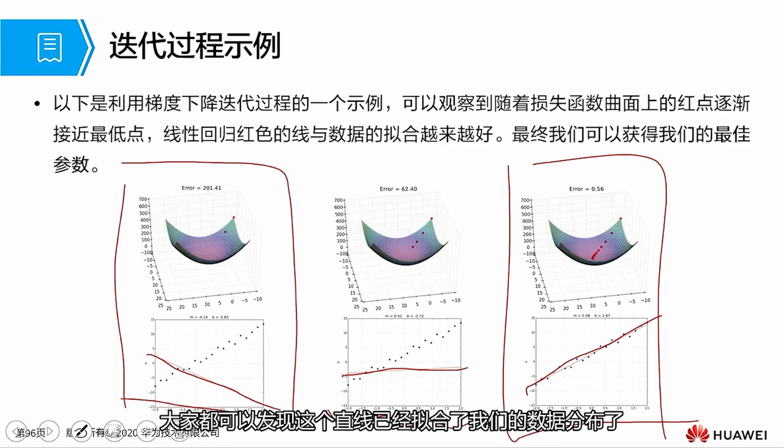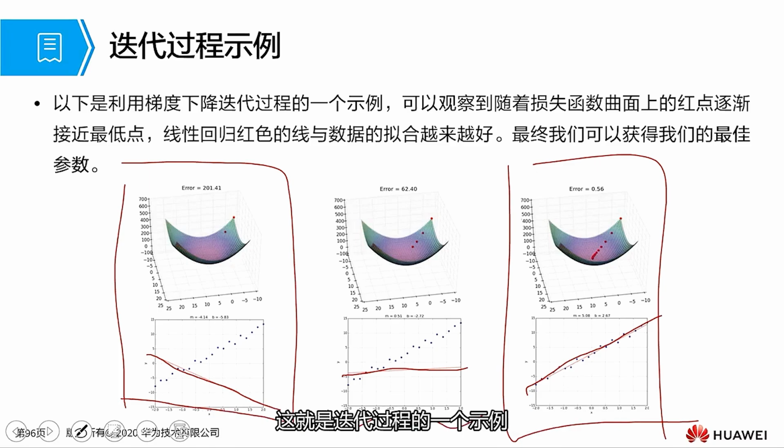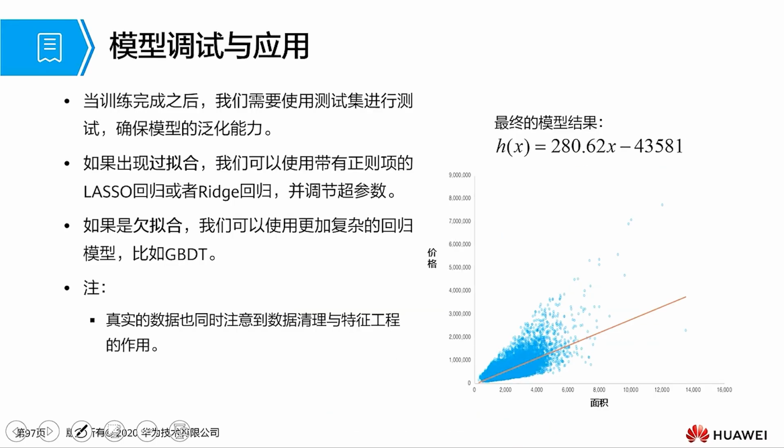Everyone doesn't need to get caught up in this. How did I start? Is it too random? Will it not fit into that issue? No need to worry about this. As long as we iterate, it's okay. The learning rate and hyperparameters we set are okay. We will eventually find our best parameter. After finding this model, we need to debug and apply it. After training, be sure to conduct tests to ensure its generalization ability.